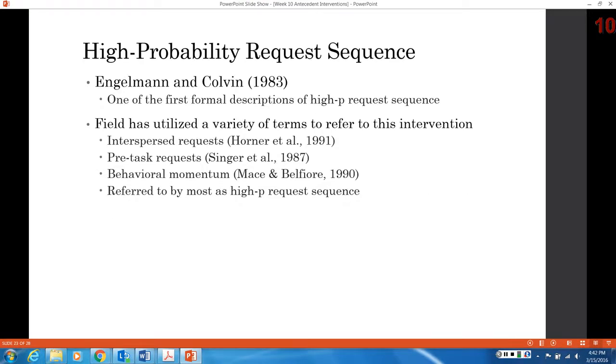The high probability request sequence has been demonstrated in the literature. In 1983, Engelman and Colvin provided one of the earliest demonstrations. Since then, a number of researchers have investigated the effects of a high probability request sequence, including Horner et al. in 1991, which you read this week. A variety of terms have been used to refer to this intervention, including interspersed requests, pre-task requests, and behavioral momentum.